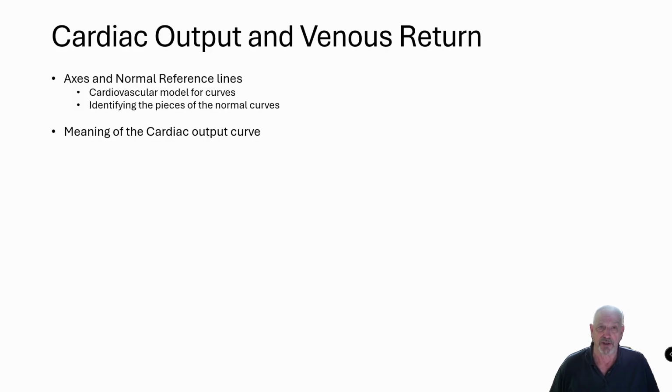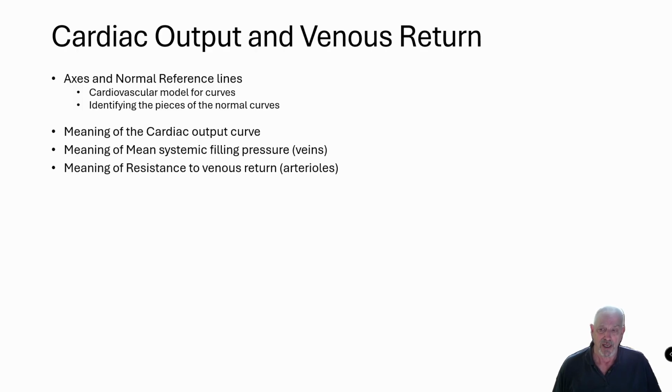We're then going to move on and talk about the cardiac output curve and very specifically how that tells us about heart function. And then we're going to talk about the mean systemic filling pressure and the resistance to venous return curve as they define the venous return curve. And we'll talk about each of those two components so that you have a physical understanding of what they mean from a functional point of view.